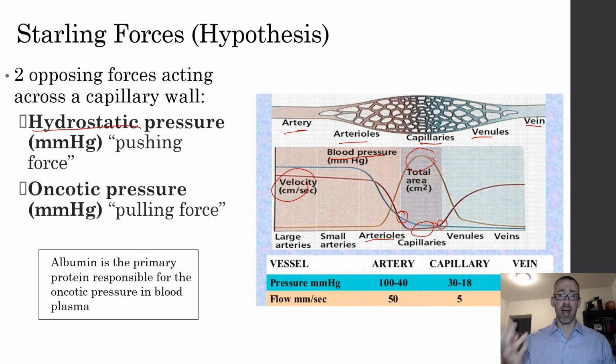So we have two. We have the hydrostatic pushing force, and we have the oncotic pulling force trying to keep the water from leaving. So these are the two opposing forces. Now these two opposing forces occur both in the vessel as well as in the interstitial space. There is a hydrostatic pressure there as well as an oncotic pressure. And so I'll describe both in some of the slides to come.